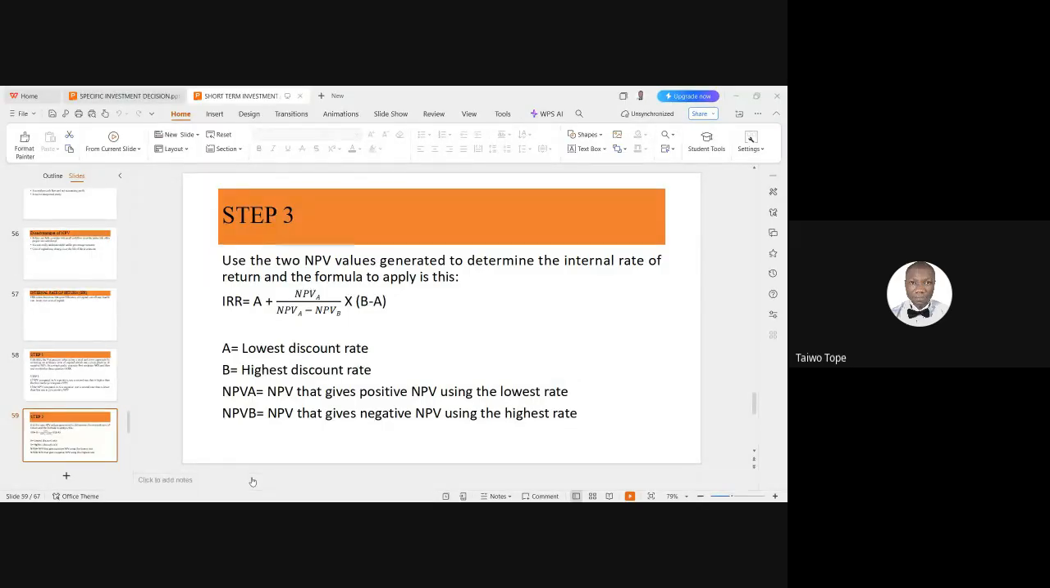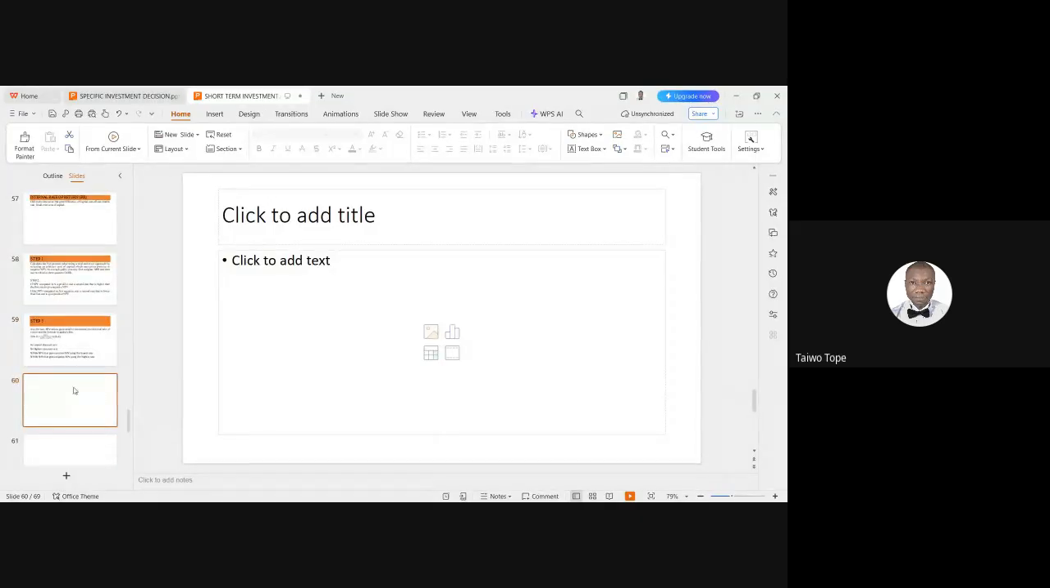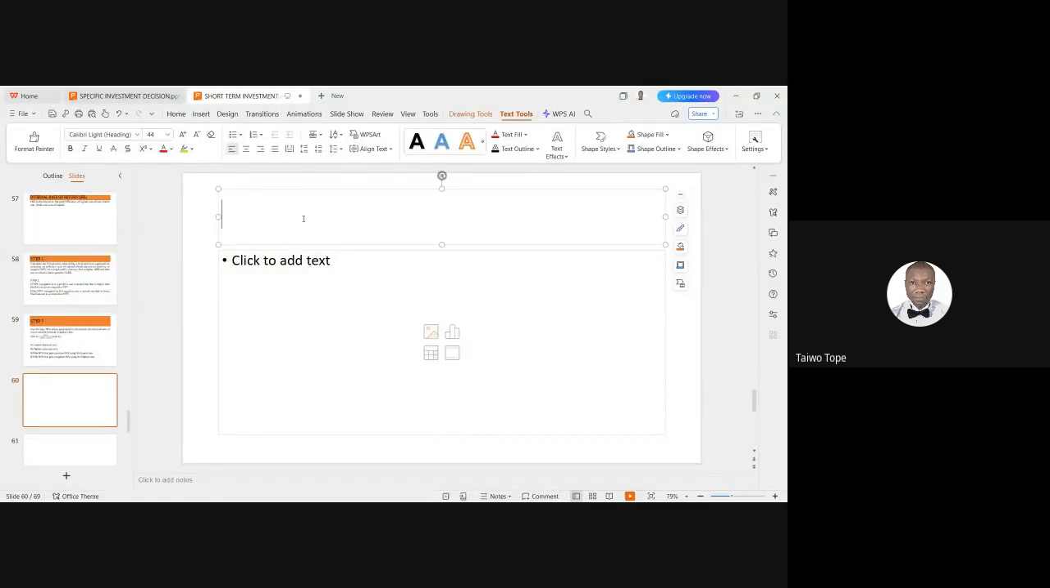So let's look at an example. Let's take an example to illustrate this. I will still come to the example I have in my slide, but let's add some value. Let's come up with this.